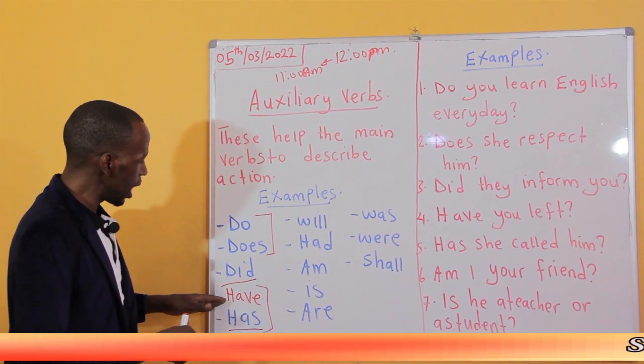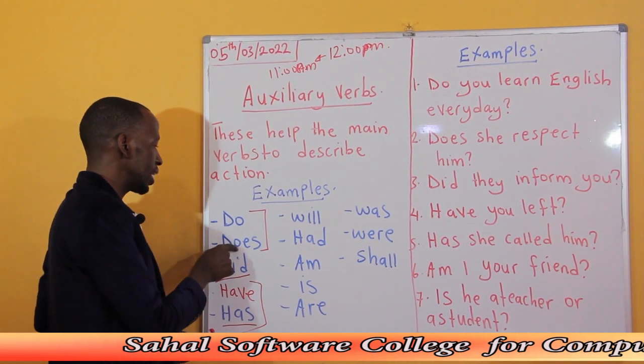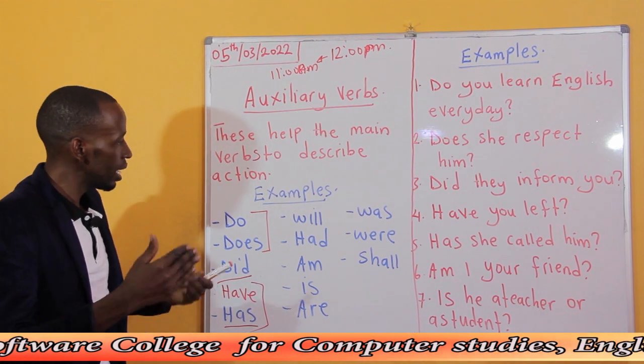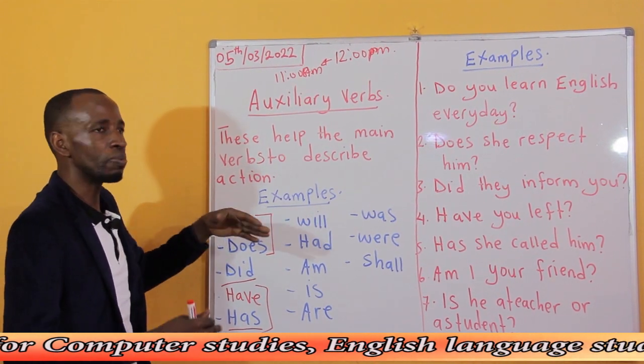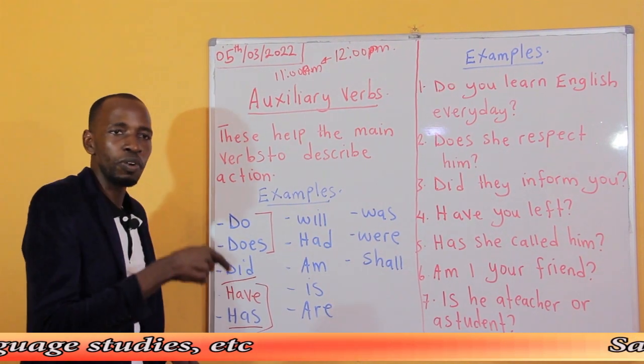So that is have and has. So one, we have seen do and does for present simple. They help to describe actions in present simple. Then we have seen did only for past.